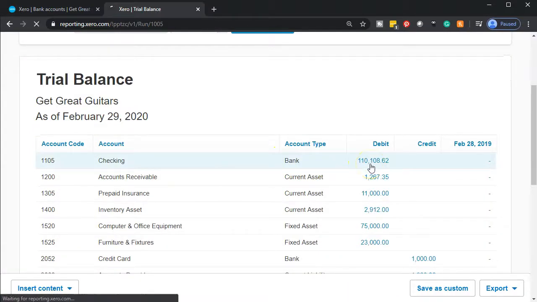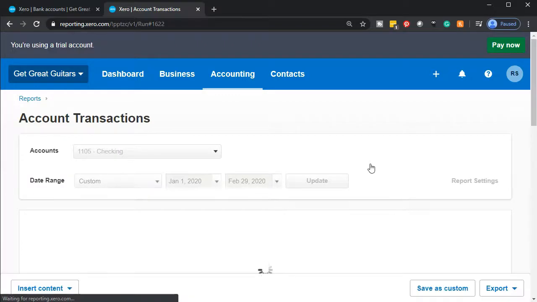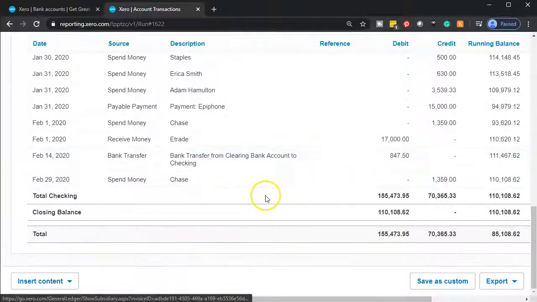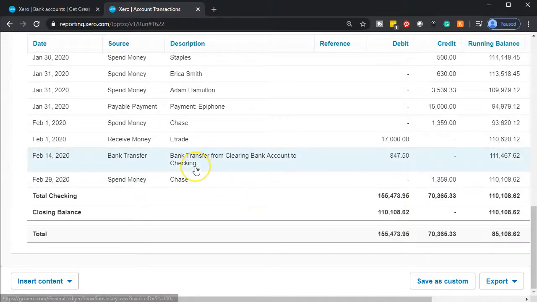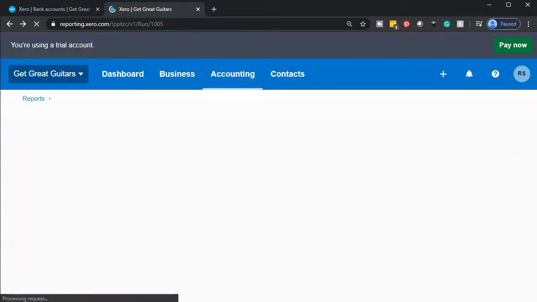If we then go into the checking account, we should see that increase of the 847.5. The 847.5 now appearing, hopefully, in the February transactions, because that's the current period that we are in. So there it is, February 14th. That looks better. So that's it. We're going to go back up to the trial balance. That's it for now. Let's go to the beach.